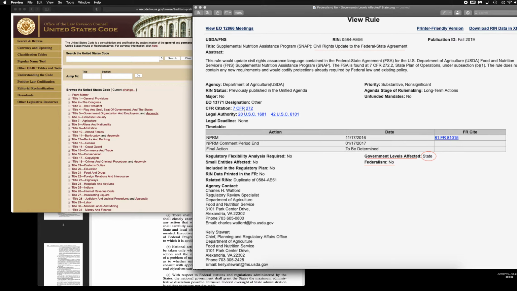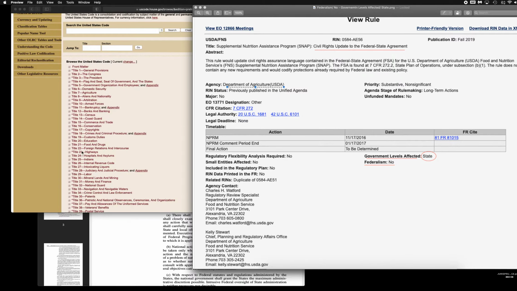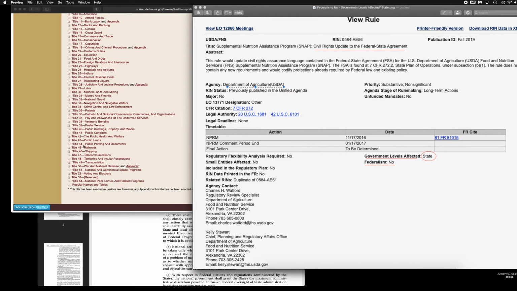Okay, so CFR, Code of Federal Regulation. This is not agriculture, even though it is in agriculture. This uses 20 CFR Education, which is not a positive law. 42 U.S. Code. These are U.S. codes. 42 Public Health and Welfare, also not a positive law.